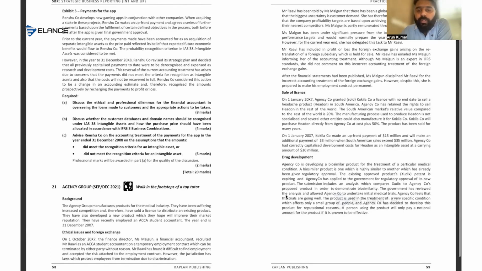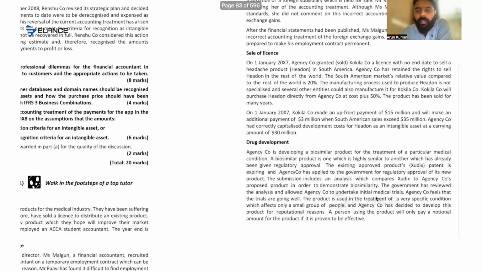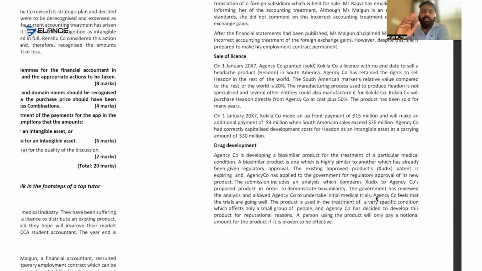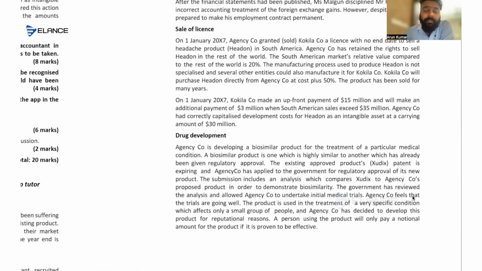Okay. So now do this question, the drug development part. We are just discussing as many questions as we can, so later on you can go through the answers and how to draft them. Okay. So the drug development part: the biosimilar product for treatment of a particular medical condition. So they are developing it.